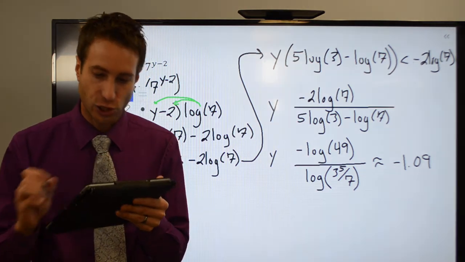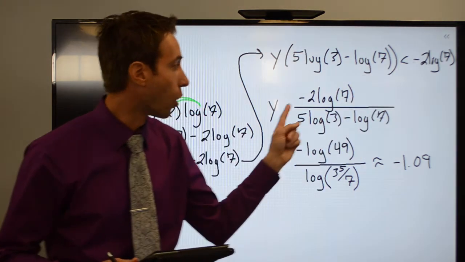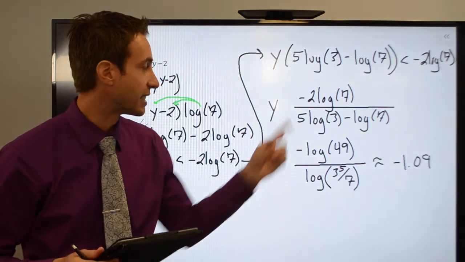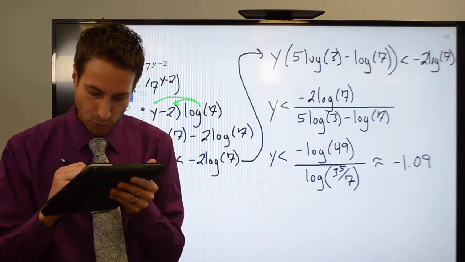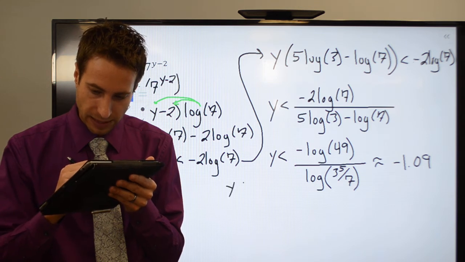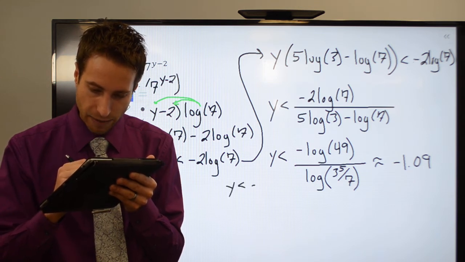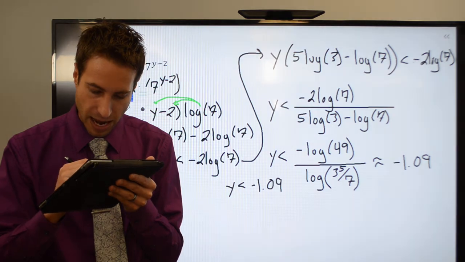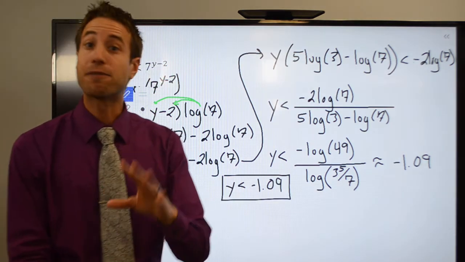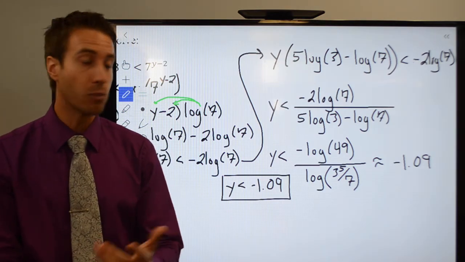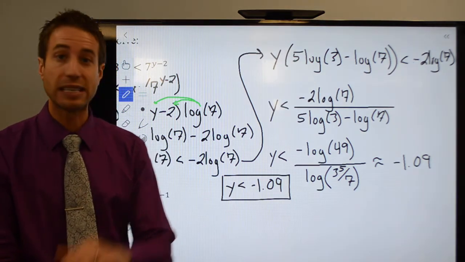And so I wind up with, I apologize, scratch that. I accidentally swapped my inequality for an equal sign. Please don't do that. It's less than. And so I wind up with y is less than negative 1.09 as my solution.